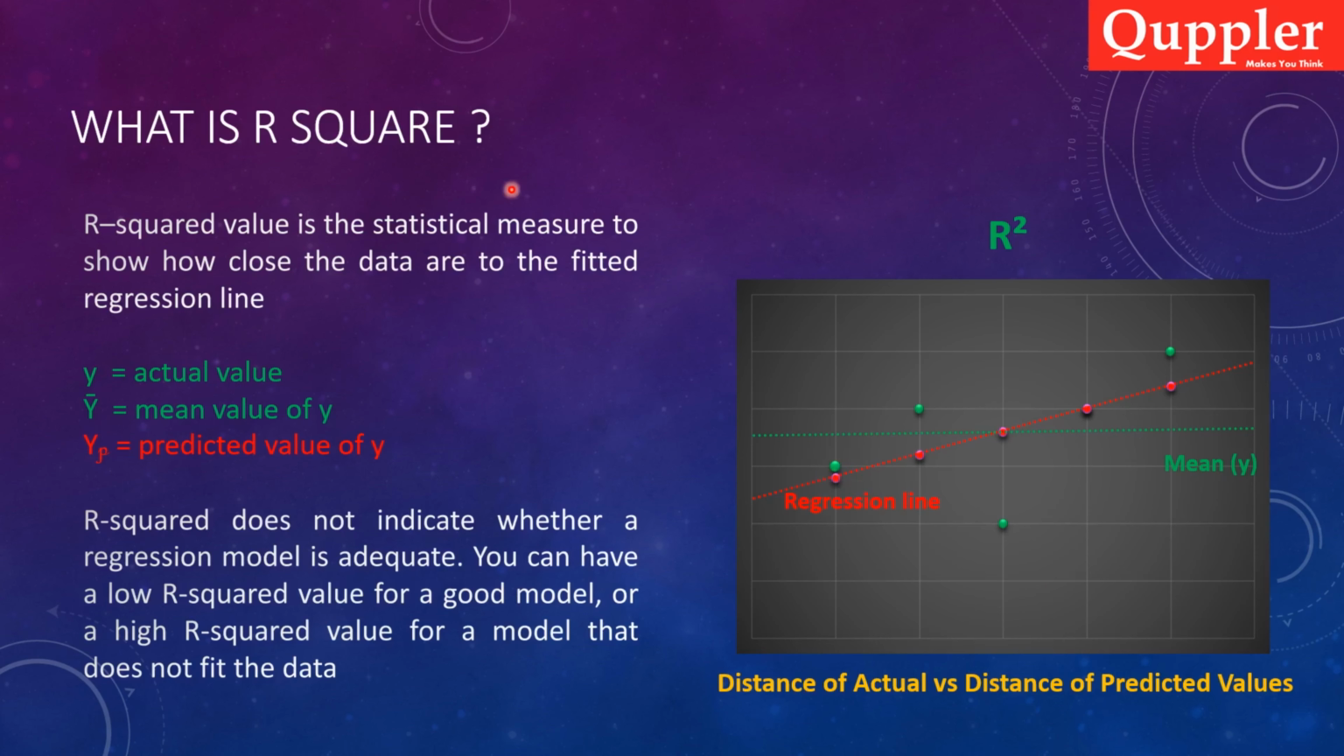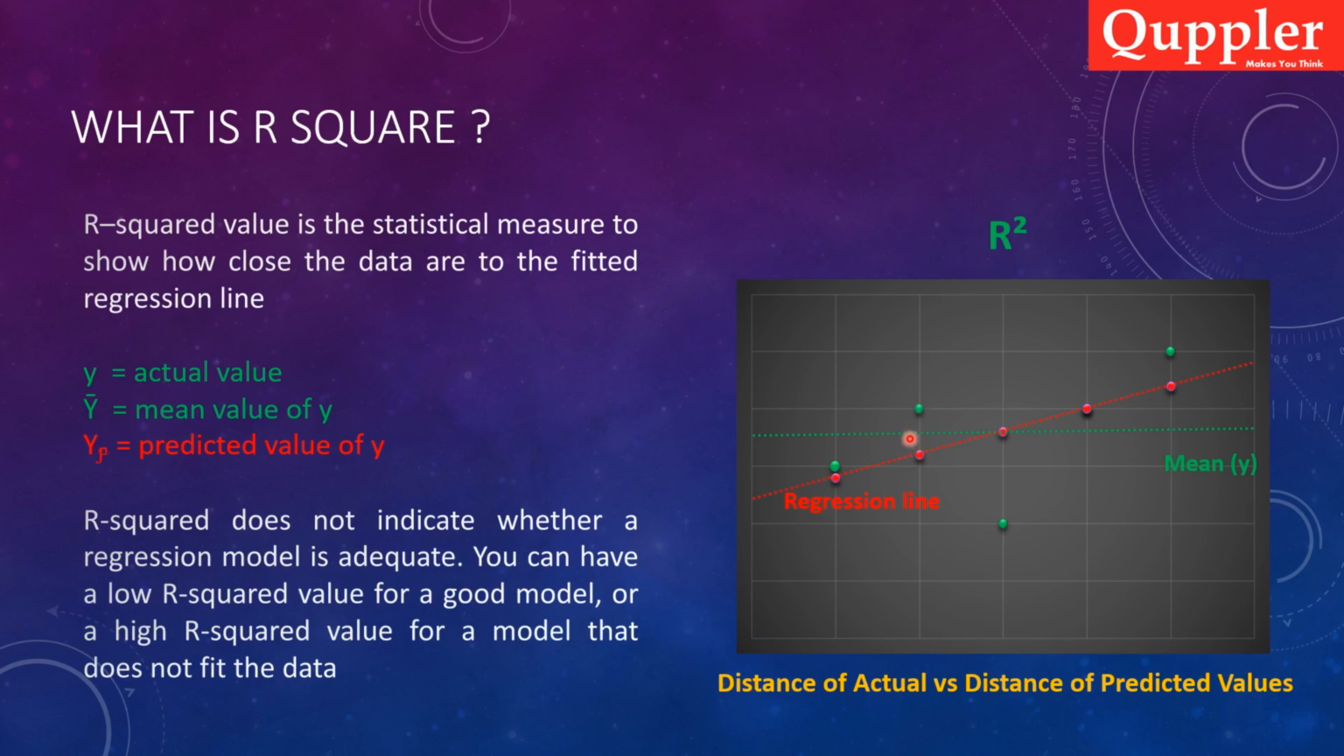Now to calculate R square, we need to compare the distances. We calculate the mean of y, the dependent variable which we are predicting. Once we have the mean, we compare the distance between the actual value and the mean, and the distance between the predicted value and the mean.